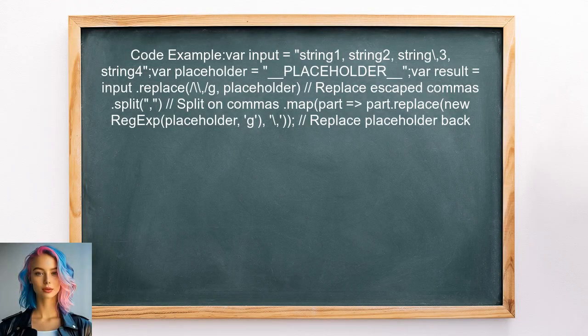Here's how you can do it in code. First, replace the escaped commas with a placeholder, then split the string on commas, and finally, replace the placeholder back. This way, you can achieve the desired result without using negative lookbehind.